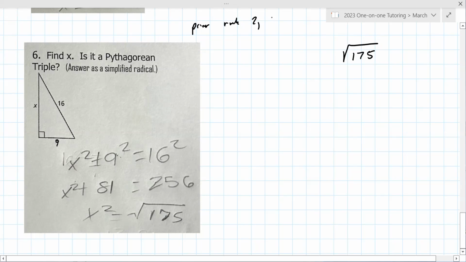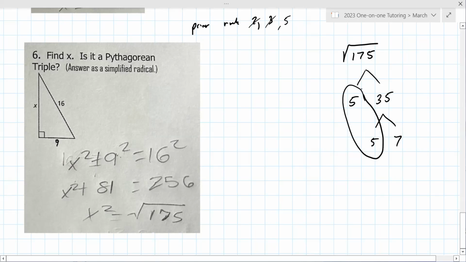But does 3 work? It's like, well, I don't know. What's the rule for 3? We could go to a calculator, right? You could just divide, but the faster way is to add the digits. 1 plus 7 plus 5. That's 13. It's not a multiple of 3. So 3 does not work. So then you try 5. 5 does work. 5 and 35. And then 5 and 7. So 5 square root of 7 is your final answer for that.